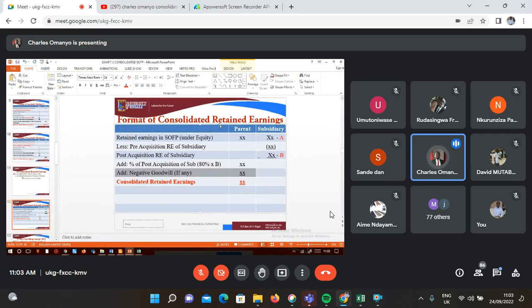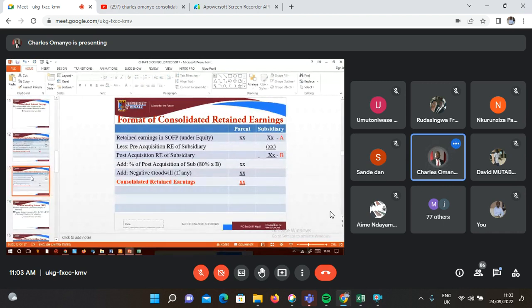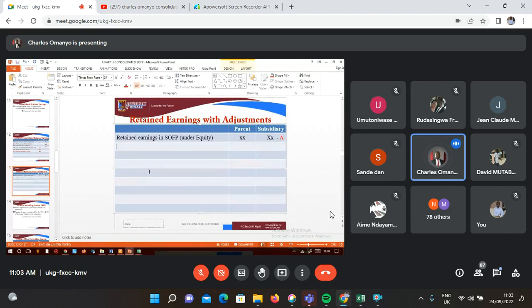Now, this is a simple consolidated retained earnings, in other words, consolidated retained earnings without any adjustments. Let me prepare a new consolidated retained earnings with adjustments. With adjustments, I want to show you how to account for adjustments. So, which means I'll have to remove these ones so that I go step by step. So, if there are adjustments, what do we do?